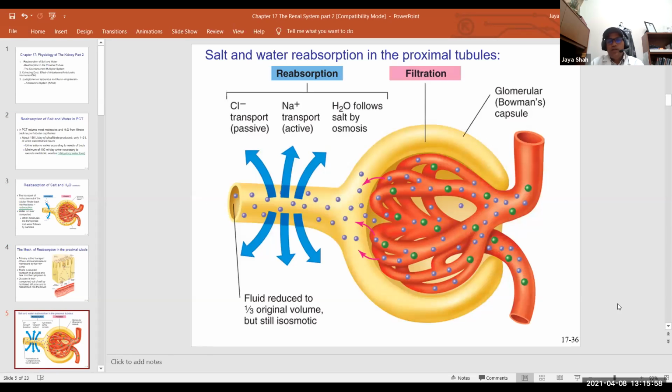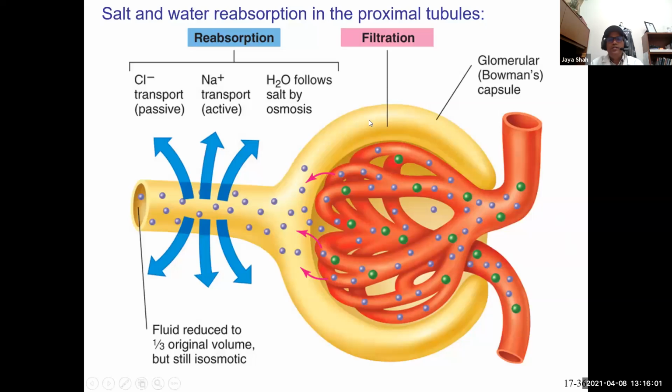Okay, so here, the same diagram I'm talking about again. This is filtration, and then sodium is transported actively, and then chloride through the paracellular space passively follows it, and glucose and amino acid are also transported, coupled with sodium. And then once there is more sodium and chloride in the interstitium, that increases osmolality, and then water follows salt by simple osmosis. So by the time your filtrate passes through the proximal convoluted tubule, fluid is reduced to 1/3 of the original volume, but is still isotonic to your plasma.